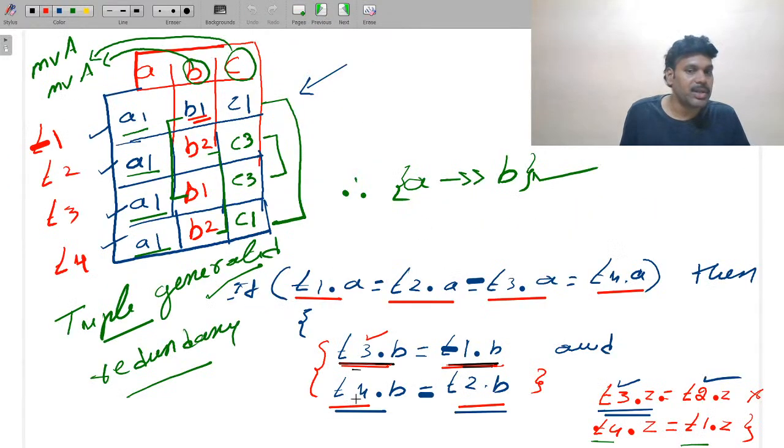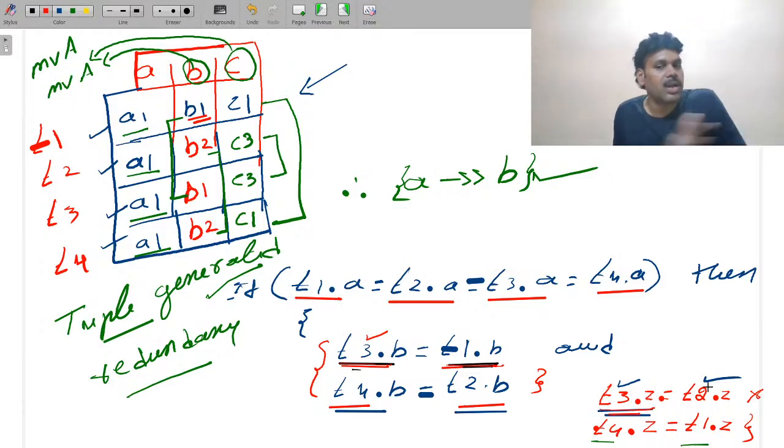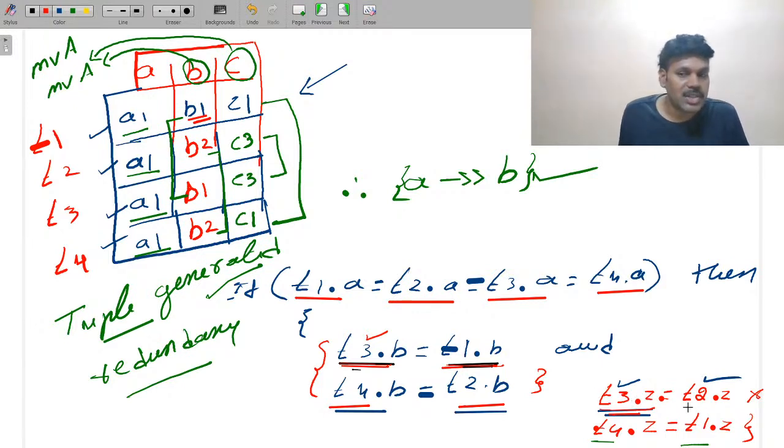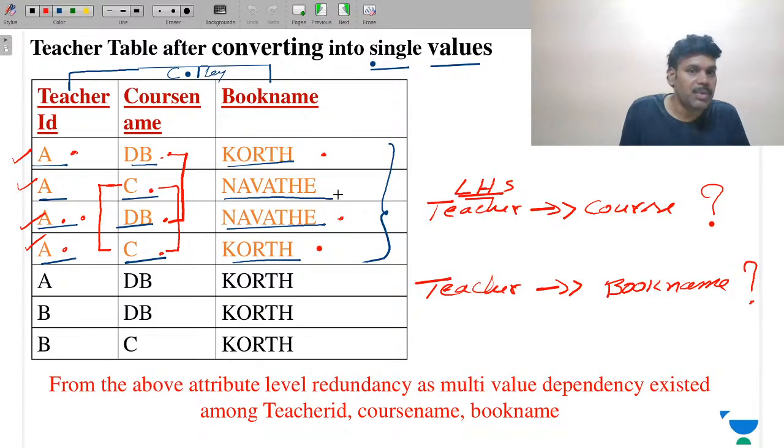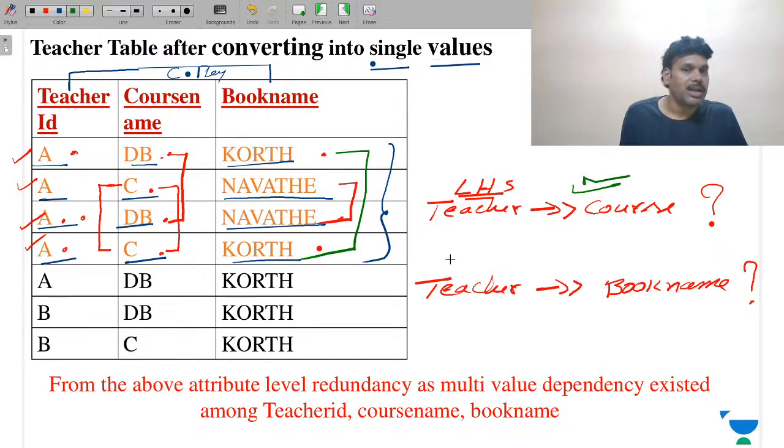When the second condition is also matched, come to the third condition. What is the third condition? This one: T3 dot other columns. Z is nothing but all other columns only. T3 dot Z is equal to T2 dot Z and T4 dot Z is equal to T1 dot Z. You have to check T3, T2. T3, T2 is matched. Then T1 and T4 is also matched. Then we confirm it is a valid multi-value dependency. Correct, teacher implies course. In the same way, teacher implies book name is also possible.